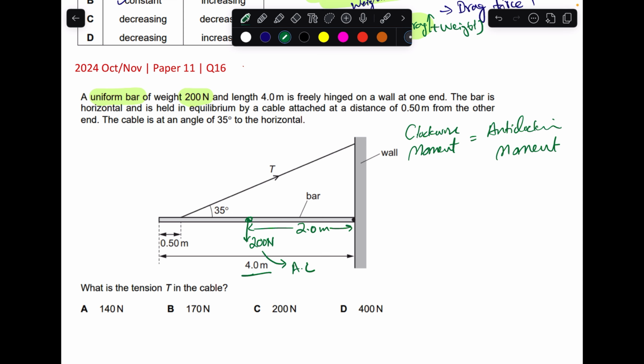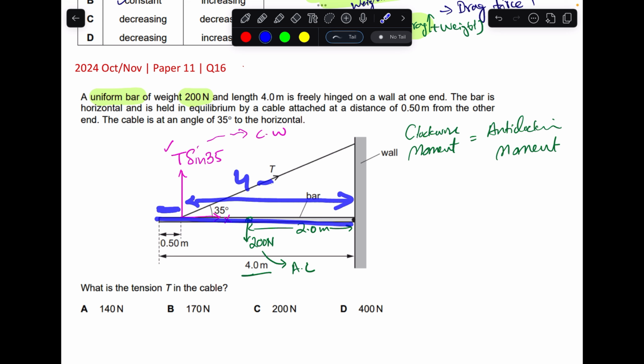The tension is also exerting a moment on it, so we have to resolve it. One component is this, the other component is like this, but this will not produce any moment. So we are interested in this one. It will be T sine 35. This will produce a moment in the clockwise direction. As the total length is 4 and this is 0.5, this distance will be 4 minus 0.5, that is 3.5 meters from the pivot point.